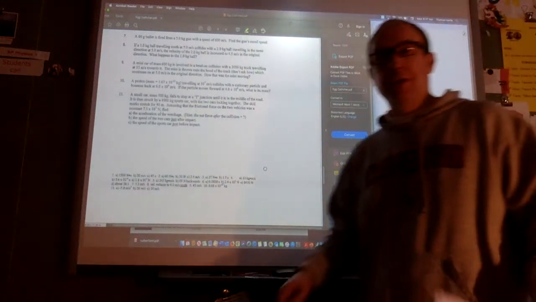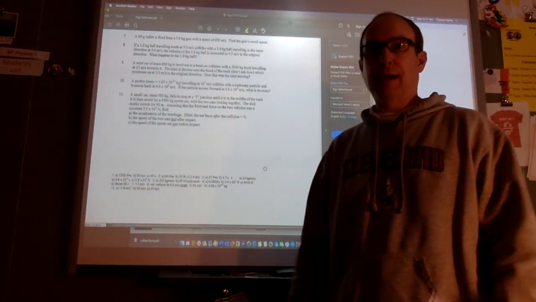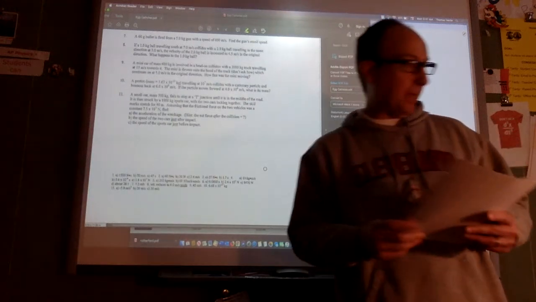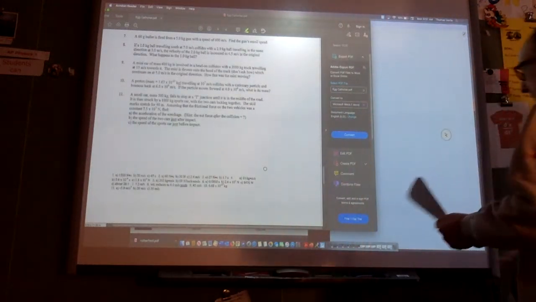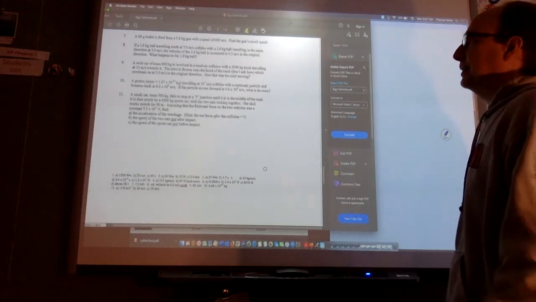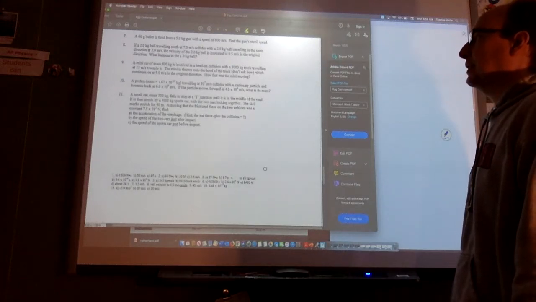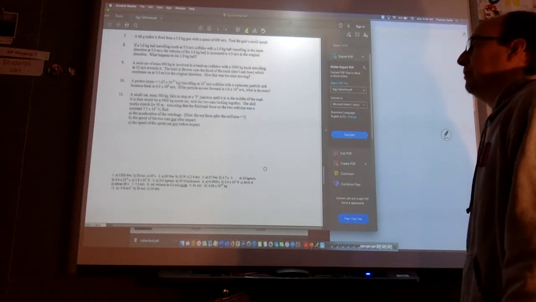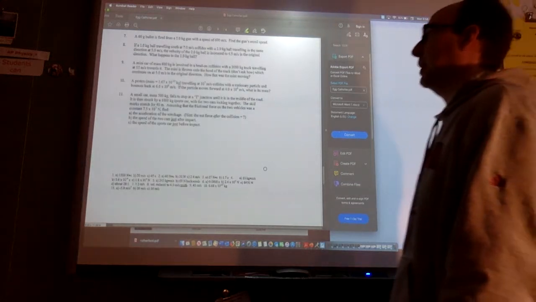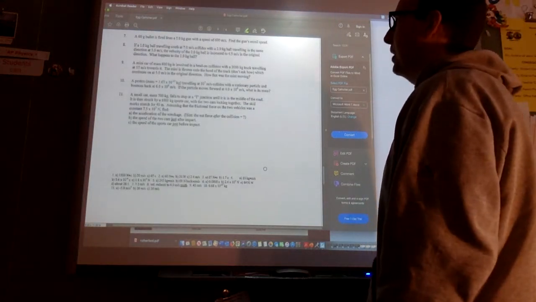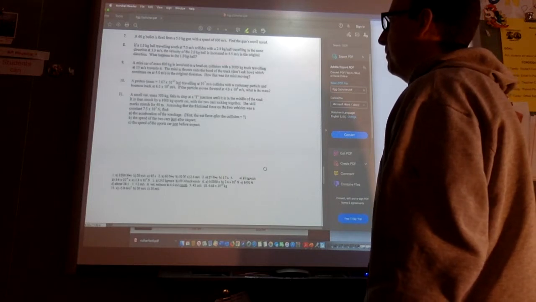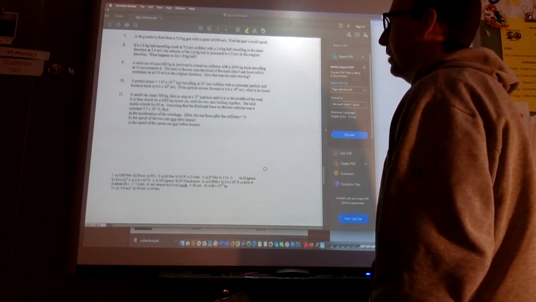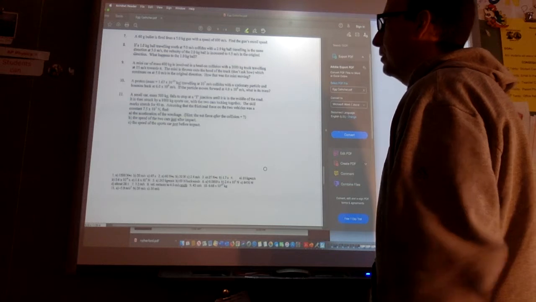All right, guys, we're going to finish up the last of the problems on the egg catcher. So that's just going to be 8, 9, and 10. Number 8: if a 1 kilogram ball traveling south at 7 meters per second collides with a 2 kilogram ball traveling in the same direction at 3 meters per second, the velocity of the 2 kilogram ball is increased to 4.5 meters per second in the original direction. What happens to the 1 kilogram ball?